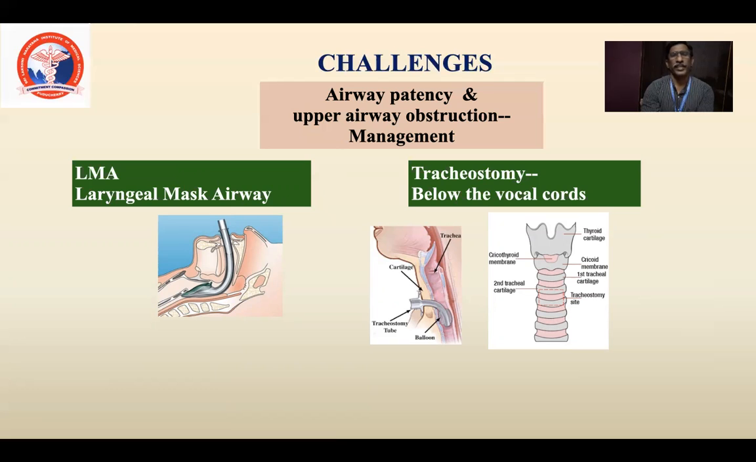And if you have difficulty in mouth opening and we cannot place an endotracheal tube or oropharyngeal airway, then we go for tracheostomy. So this is airway maintenance below the vocal cords, that is infraglottic maintenance. All the others we call supraglottic devices, like LMA and oropharyngeal airway. So tracheostomy is preferred when you are unable to maintain the airway patency with the other methods.